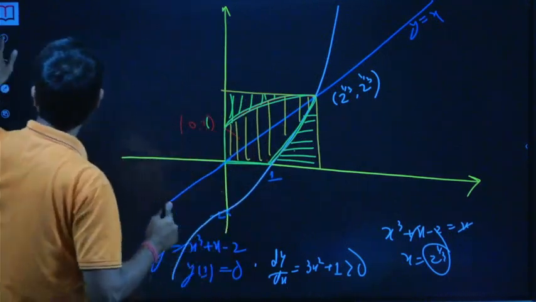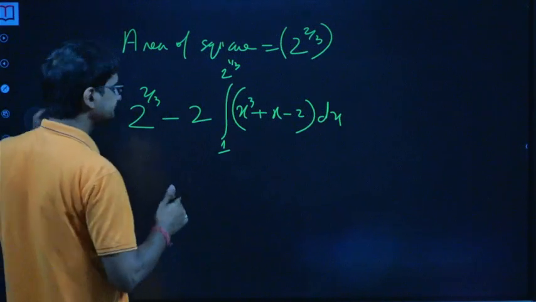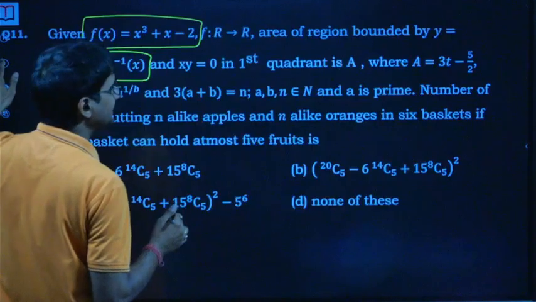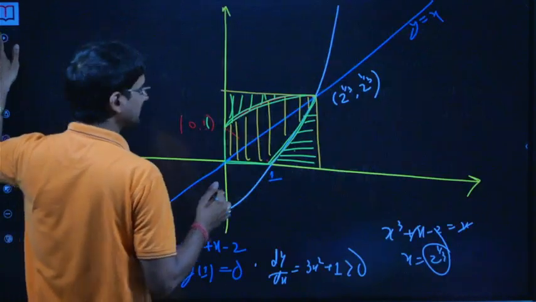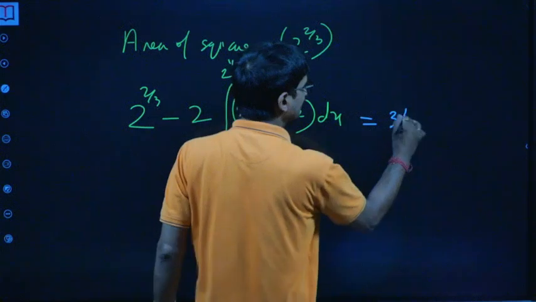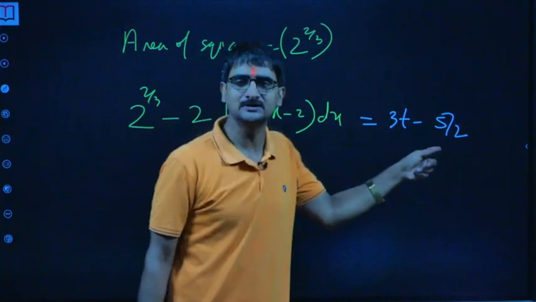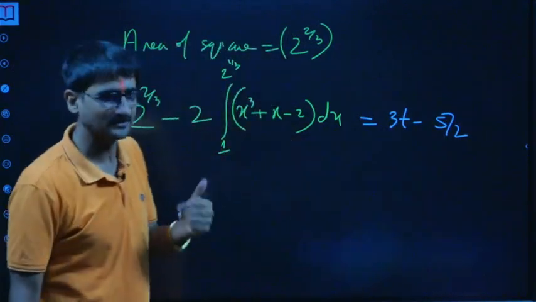So that's it. Once you do it, and we are given, I think the area is given to be 3t minus 5 by 2. So this is 3t minus 5 by 2. We have to find t. Okay, see, the point is, if we get something like 5 by 2, we'll be sure that we are in the right direction.